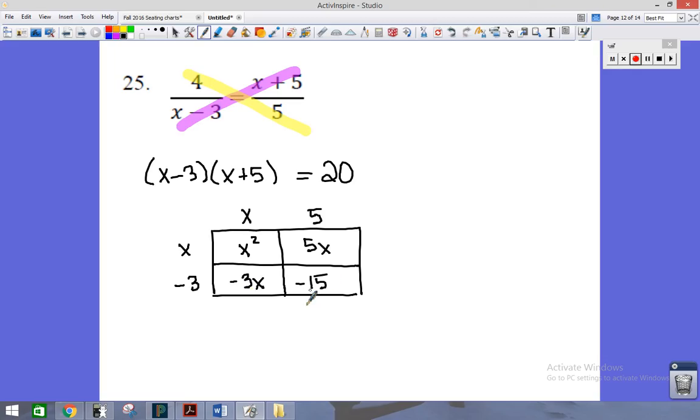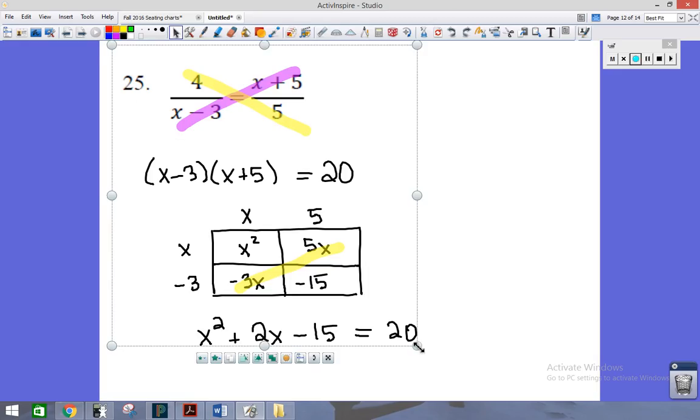Alright. So now along this diagonal, I have what they call common like terms. 5x's take away 3x's leaves me with 2x's. So I have x squared, 5x minus 3x we said was 2x, plus minus 15. Now that equals 20. This is a quadratic equation, and we have different ways to solve a quadratic equation.